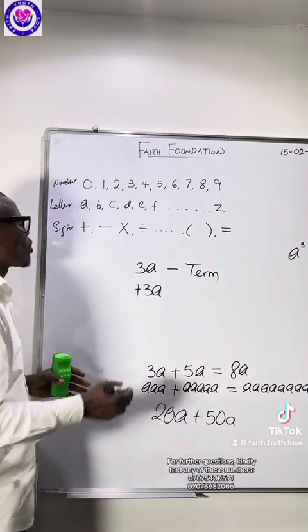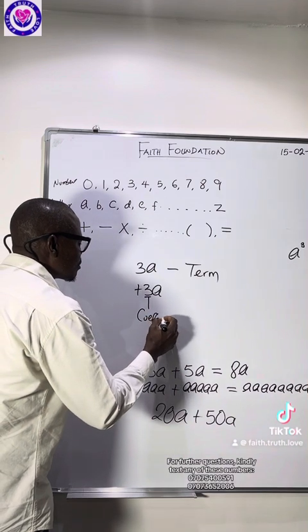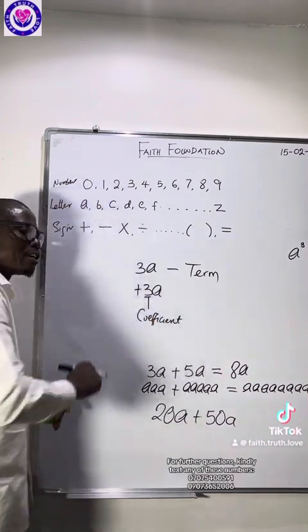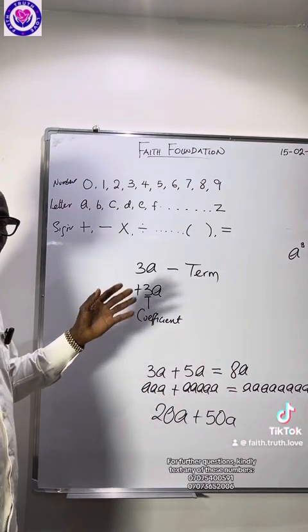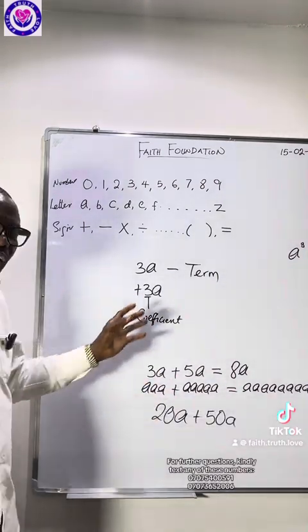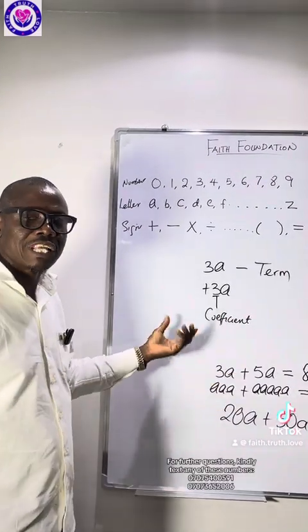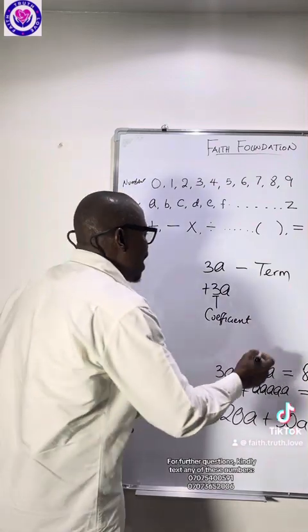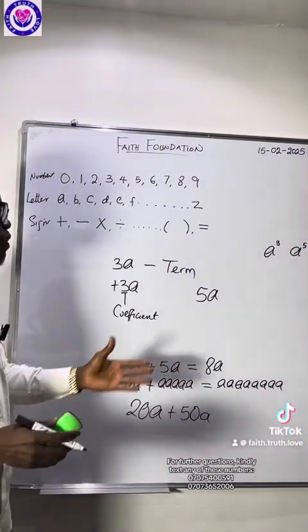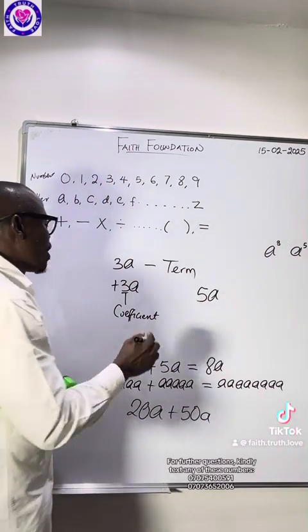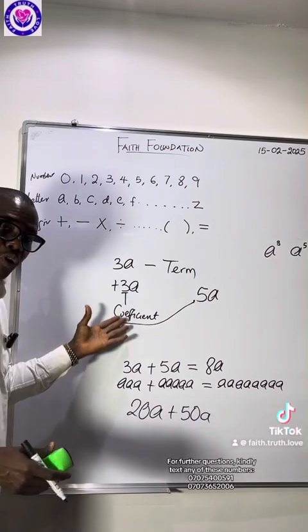Now, in the term, this 3 is called the coefficient of A. So when you see a number standing before a letter, that number is the coefficient in that term. If it is 5A, 5 here is the coefficient of A. So this is for this operation.